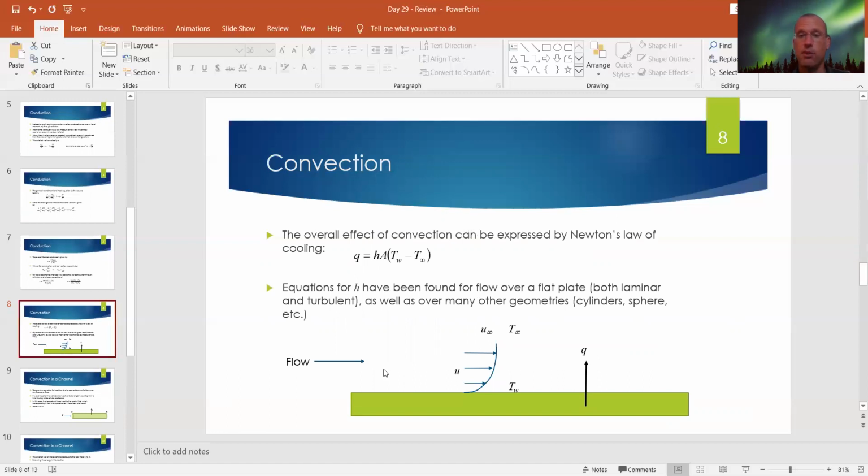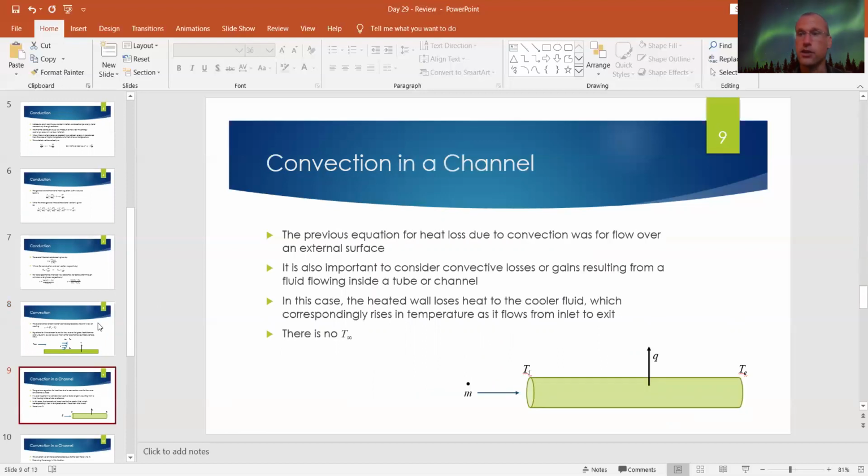Again, am I dealing with a flat plate? In which case, is it horizontal? Is it vertical? Is it laminar? Is it turbulent? How am I going to find h for that scenario? Is it a tube? Do I have flow going through my tube? In which case, again, I have this part where entrance and exit temperatures, I'm going to need to worry about, is the fluid in here actually heating up?